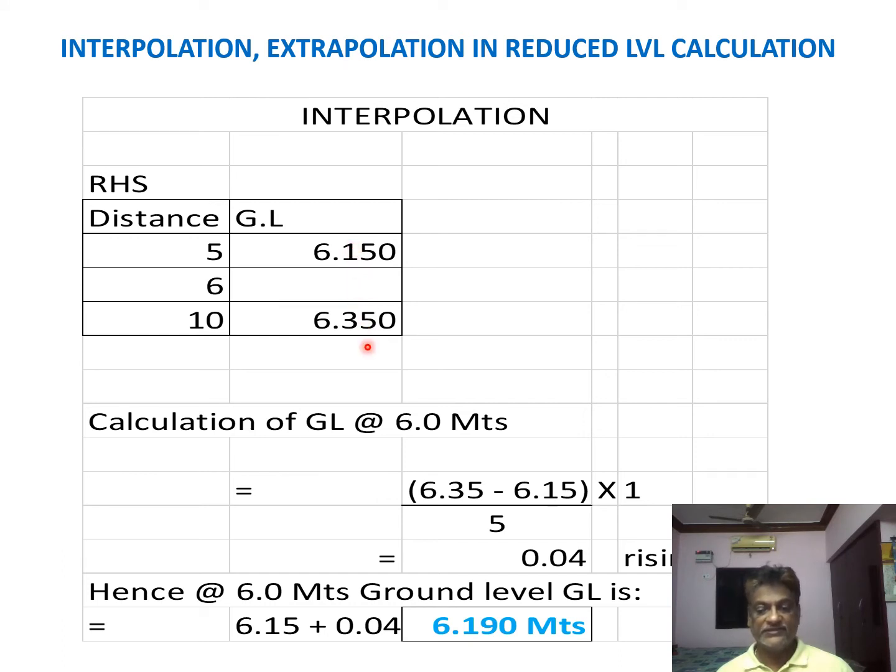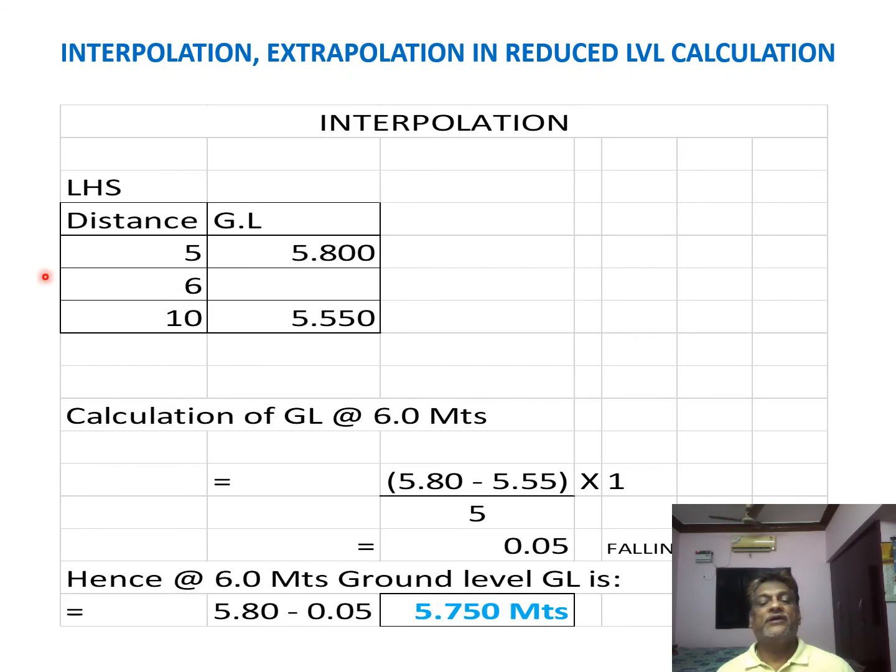So it is rising here. At 5 meters, the total difference divided by 5 meters, we want at 6 meters, which is 1 meter distance. So it is 0.04 meters. So the initial level at 5 meters is 6.15 plus 0.04, which is 6.19 meters. So this is how the interpolation calculation is done.